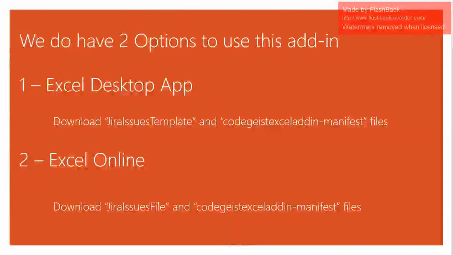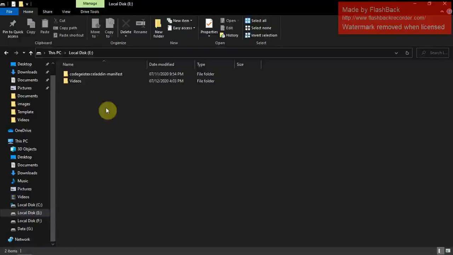For the Excel desktop app, we need to download the Jira issue template and the CodeDigits Excel add-in manifest files. While for Excel Online, we have to download the Jira issue file and the CodeDigits Excel add-in manifest file from the article. As this add-in is not available in the add-in store, we have to sideload it.